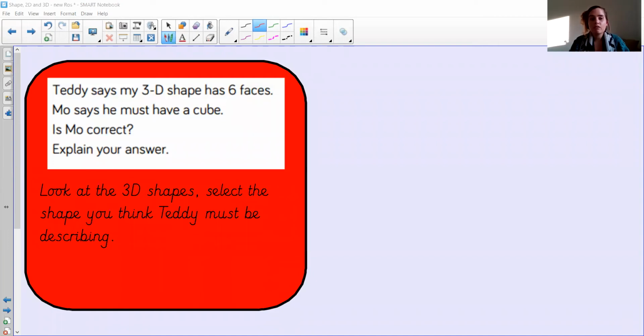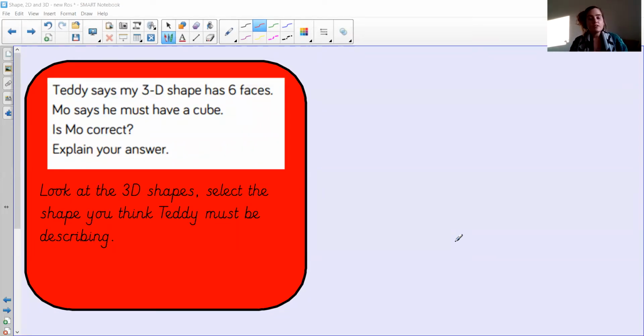Brilliant stuff. I hope you've had lots of fun playing that game. Now, this is today's task. I'll share an example with you on the screen. Okay, so we have got an example here, but this isn't the one you're going to use. It says, Teddy says, my 3D shape has 6 faces. Mo says he must have a cube. Is Mo correct? Explain your answer. Then it says, look at the 3D shapes and select the shape that you think Teddy must be describing.